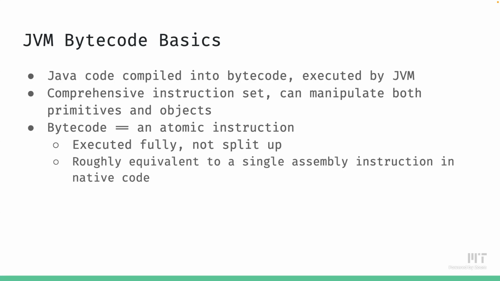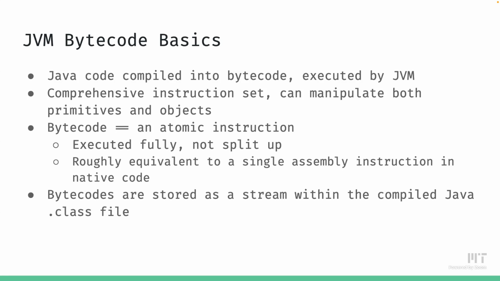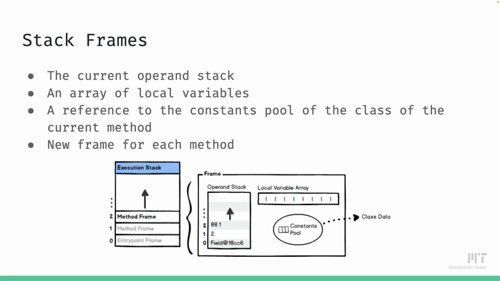Because of this, it's roughly equivalent to a single assembly instruction in native code, depending on what bytecode you're running. Some of them are very high level, so they would not be directly translatable, but some are very similar. When you compile your Java program and get the output .class file, it stores a sequential stream of these bytecodes, so the JVM can interpret it in order. The important thing about the JVM is that it's a stack-based architecture, and we'll talk about what that means in a minute.